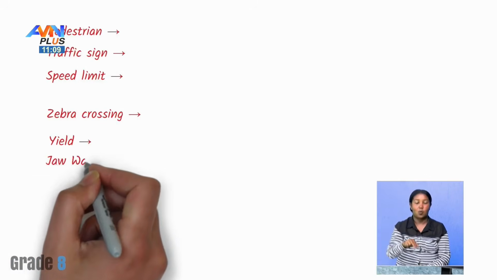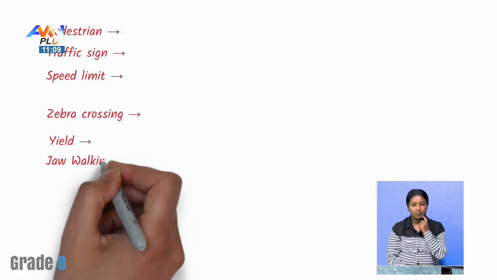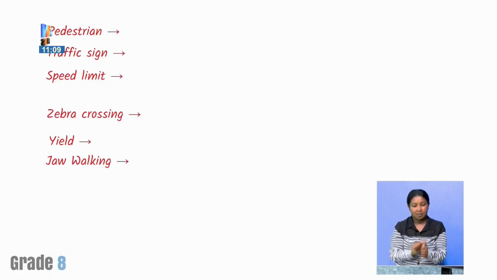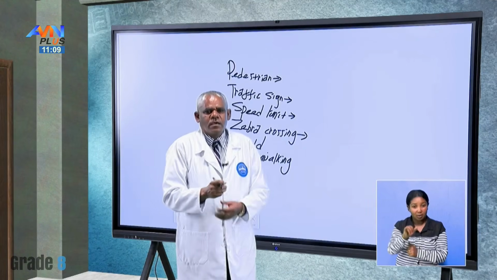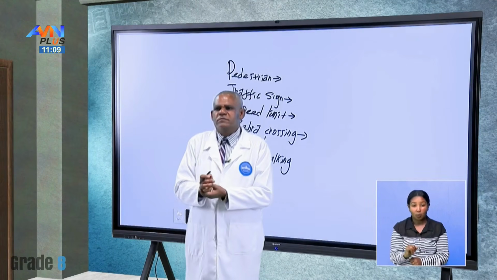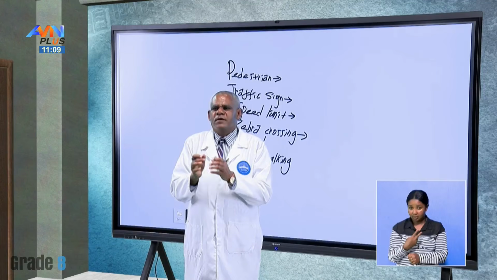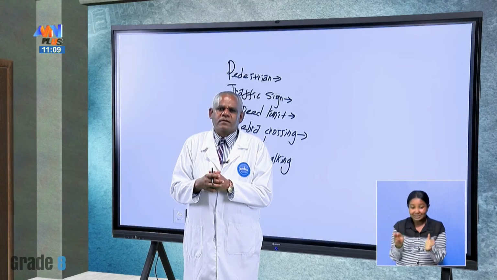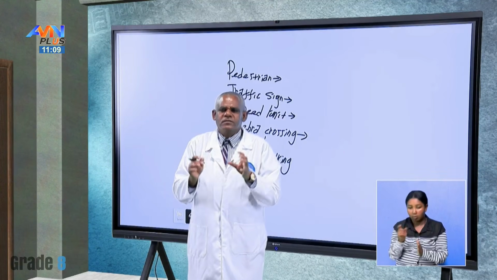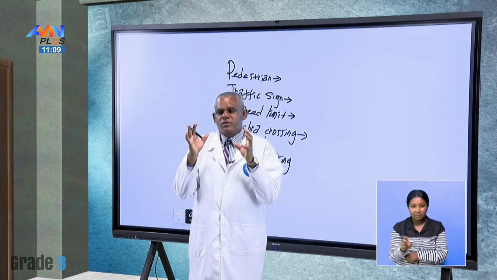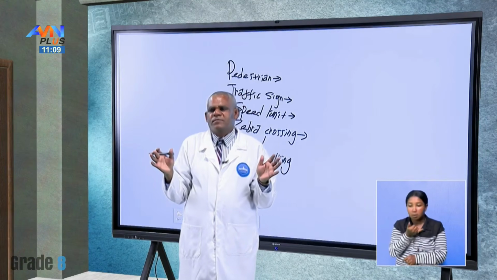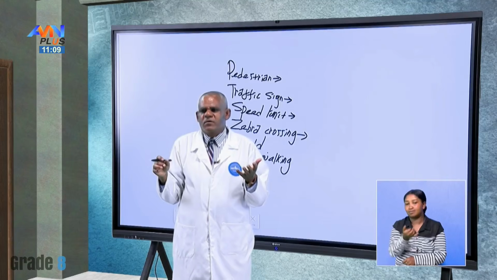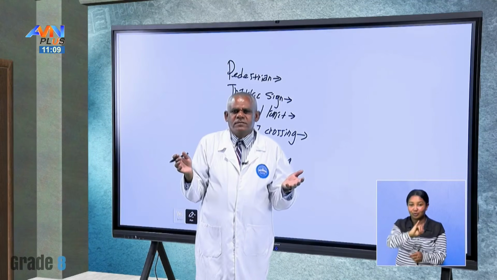The other one is jaywalking. Jaywalking is a kind of what? You see, someone who is illegally crossing the road. Illegal. You come across such kind of people who are not crossing the road in a legal way. You see? This is jaywalking.